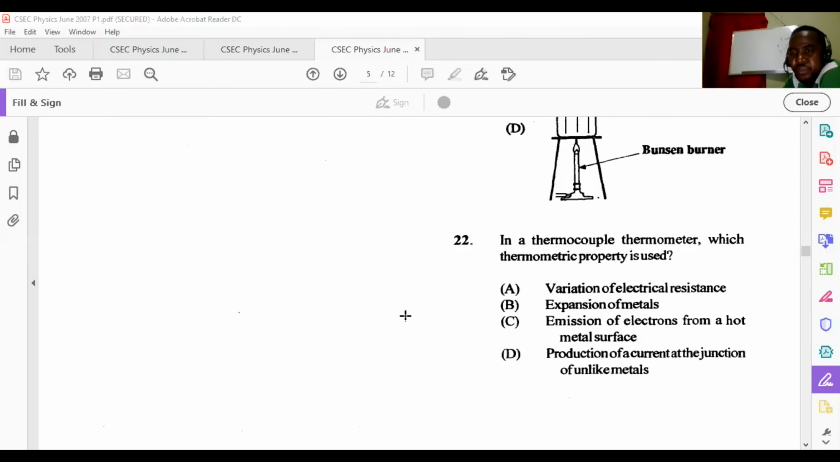All right, 22. In a thermocouple thermometer, which thermometric property is used? Variation of electric resistance, expansion of metal, emission of electrons from a hot metal surface, production of current at the junction of unlike metals. B? Yes, sir. Yes, it is B, the expansion of metals.